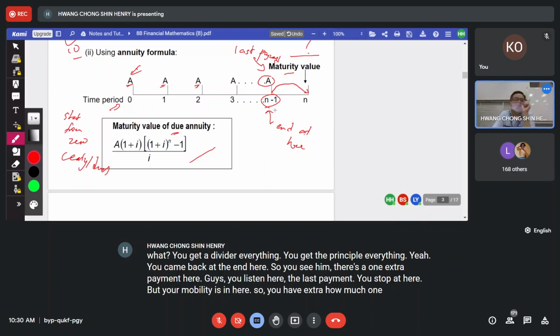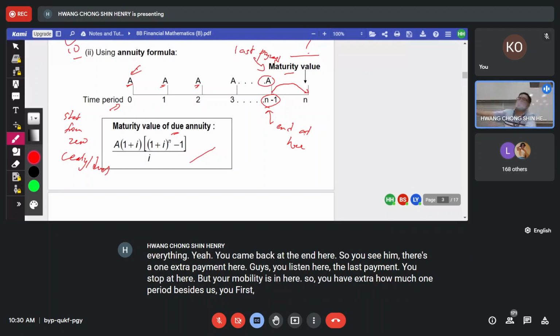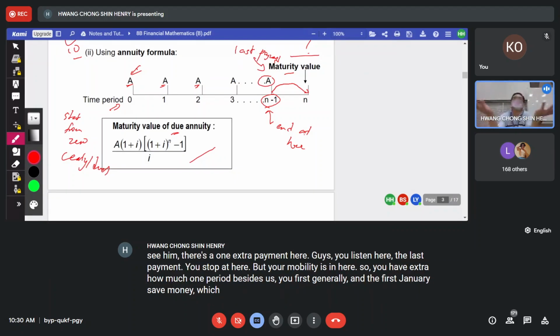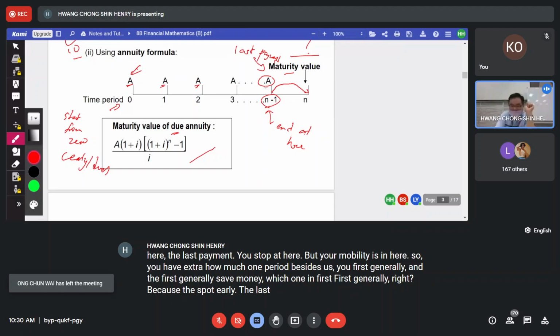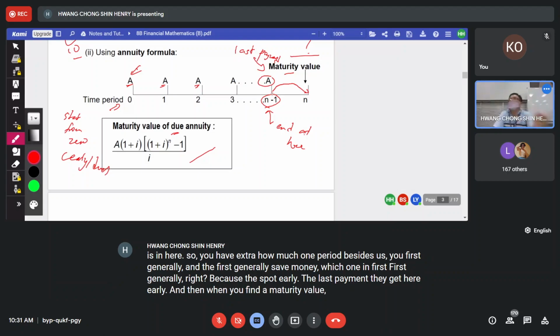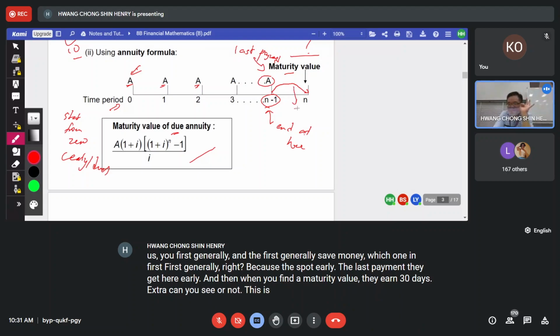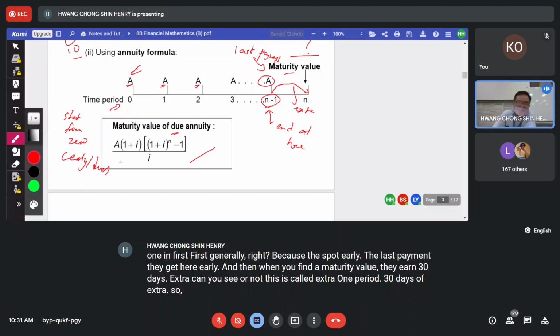1 period. That's why just I ask you, 1st January and 31st January save money. Which one earn first? 1st January, right? Because they start early. The last payment they get here early. And then when you find the maturity value, they earn 30 days extra. Can you see or not? This is called extra 1 period. 30 days of extra.